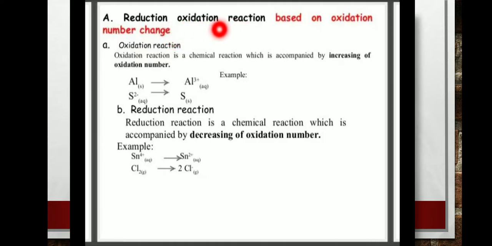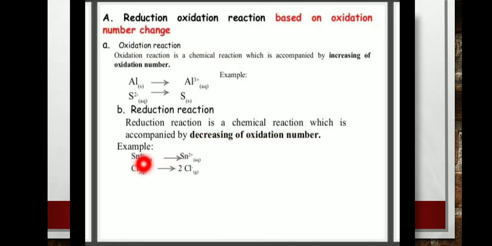Reduction-oxidation reaction based on oxidation number change. First, oxidation reaction. An oxidation reaction is a chemical reaction which is accompanied by an increase of oxidation number. For example, aluminum, oxidation number 0, increasing to Al3+. This is an oxidation reaction. S2- converted to S, from -2 to 0. This is an oxidation reaction.